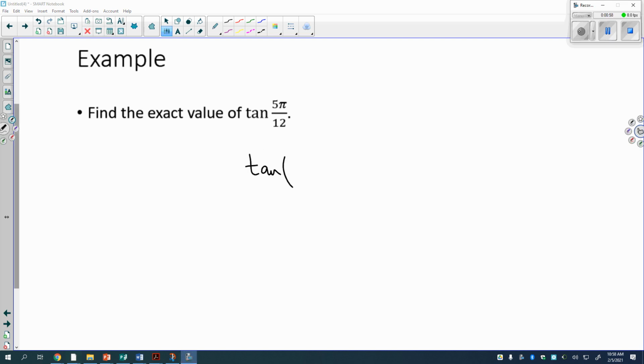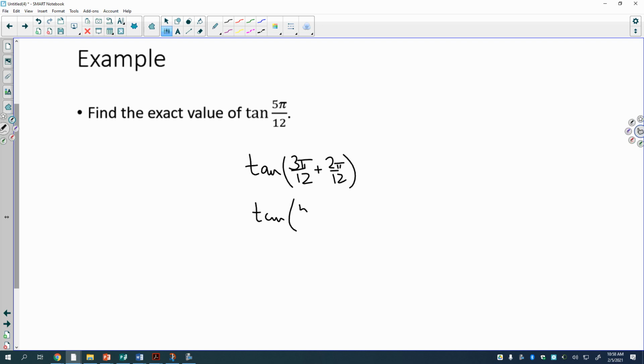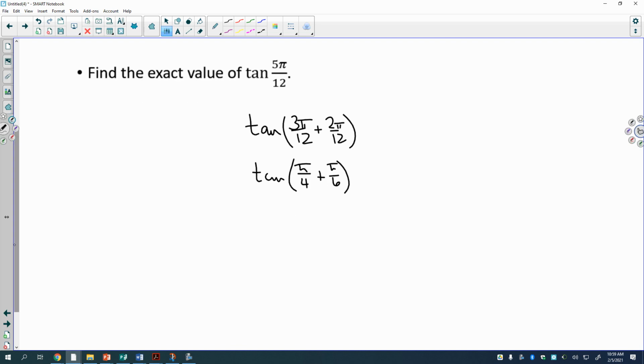What I'm going to do instead is I am going to use a 3 pi over 12 plus 2 pi over 12. And I pick those because they reduce down. That's a pi over 4 and a pi over 6. And those values are ones that we know well, that we can work with. They will go through, do what we need them to do. And then I just apply the formula.